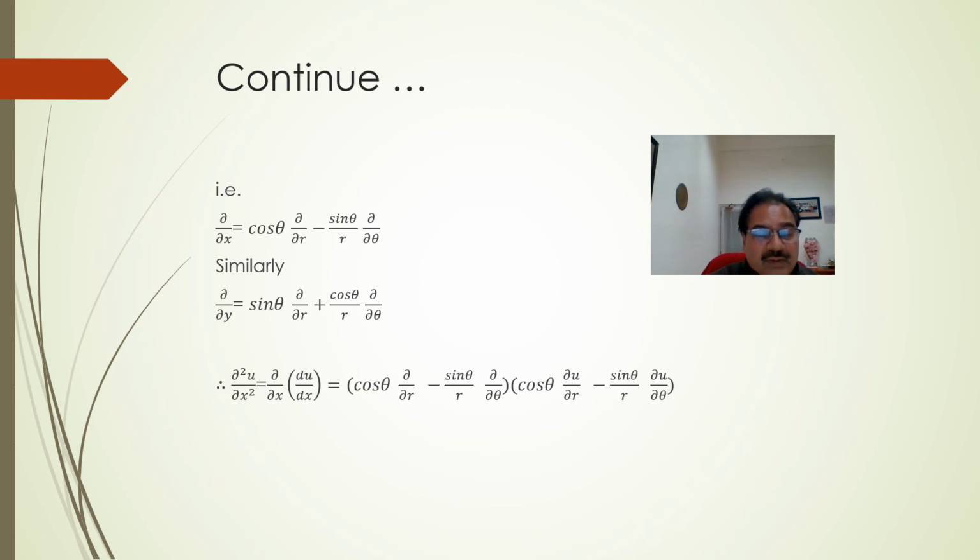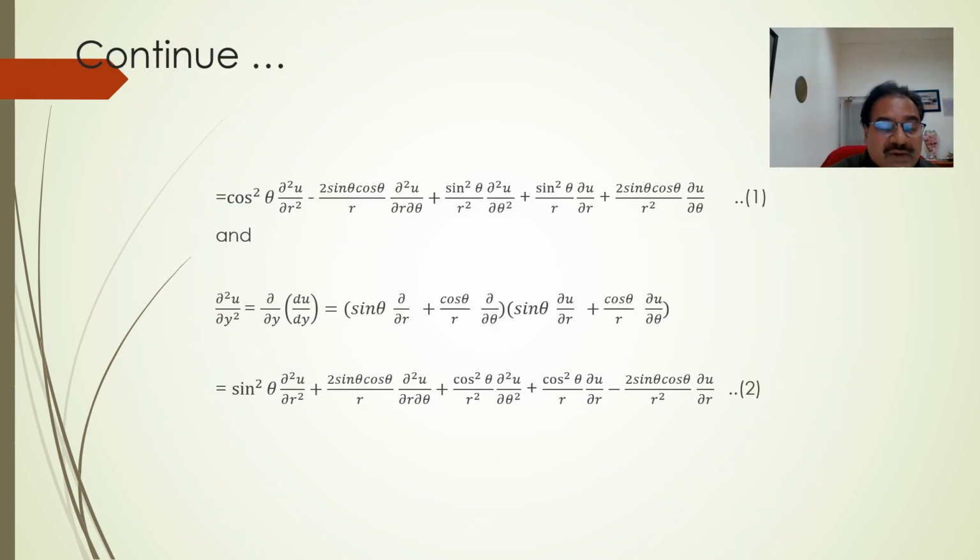we get these operators del over del x, del over del y, and del 2 u over del x square is del over del x of du by dx, and this is cosine theta del over del r minus sine theta by r del over del theta, in brackets, cosine theta del u over del r minus sine theta by r del u by del theta. In this way, on simplification, you will get this result, and similarly for del 2 u by del y square, just do this practice.